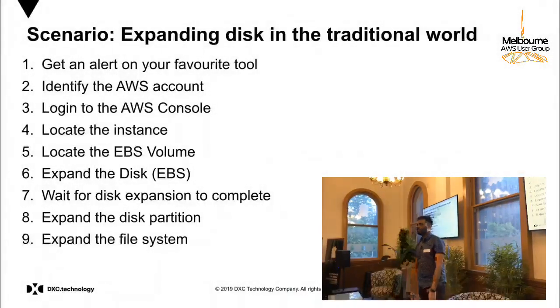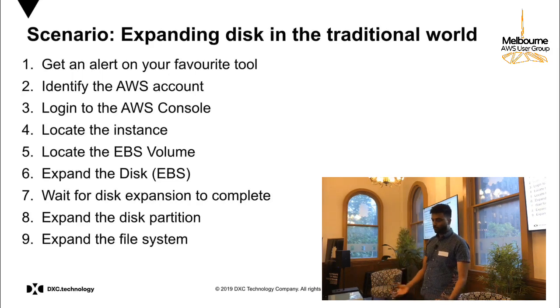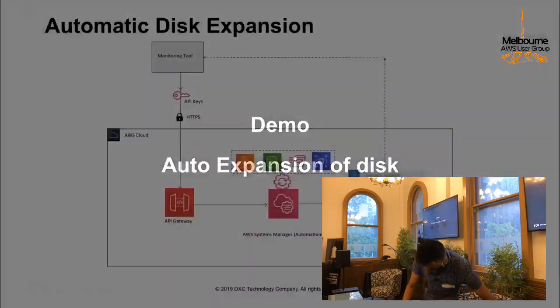Ideally, in a traditional world, when you don't have automation, what would you do when your disk runs out of space? The first step is your monitoring tool picks up that alert. The next step is you log into the AWS console. You identify the instance, manually resize the volume on the Amazon console, and then log into the operating system, whether Linux or Windows, and resize the file system. So there are a lot of manual tasks here. Ideally, we would like to automate such repetitive tasks where we just want to expand the volume and avoid scenarios where the servers crash. So let's dive into the demo.